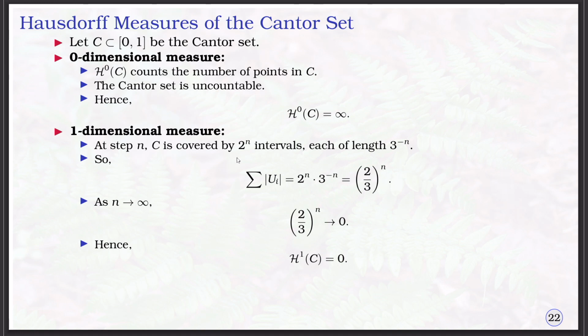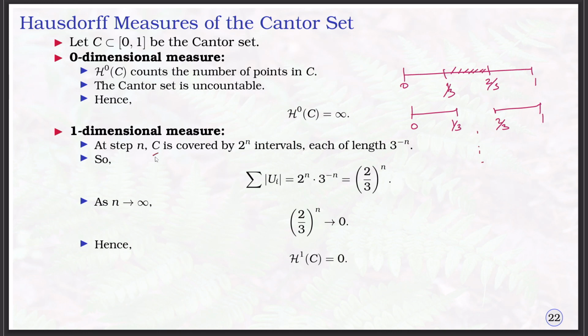C is covered by 2 power n intervals, each of its length 3 power minus n, right? Here I am recalling that the Cantor set is formed by starting with the initial line segment, dividing it into 3 equal parts and removing the middle one. So after the first step we will get 0 comma 1 by 3 and 2 by 3 comma 1. And so on, we need to continue.